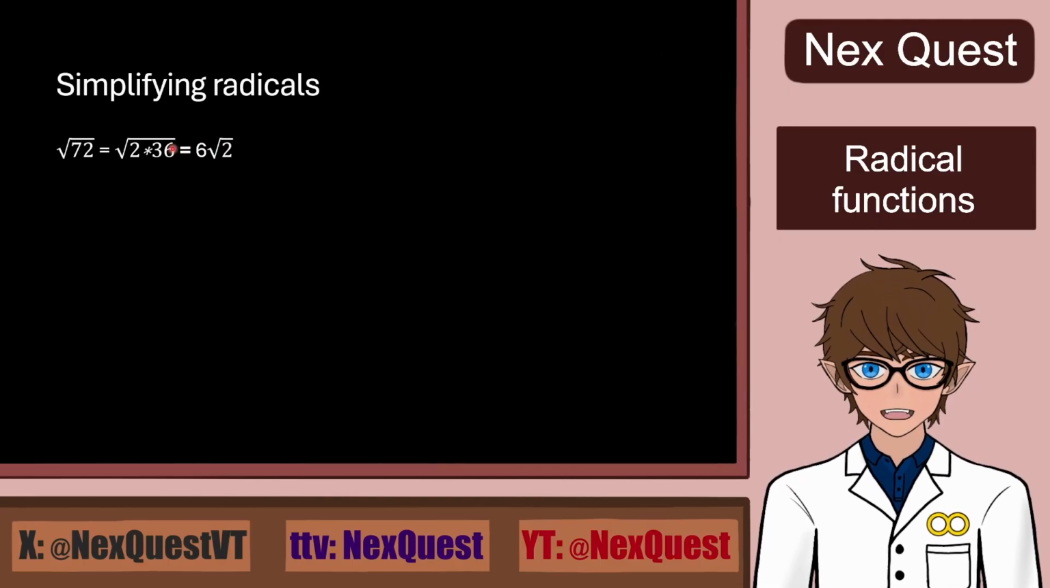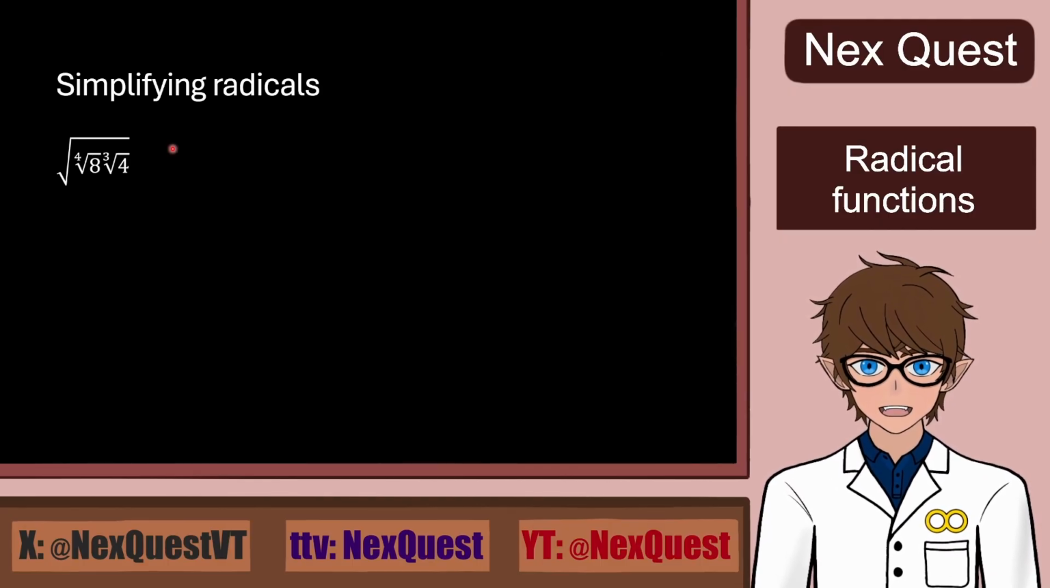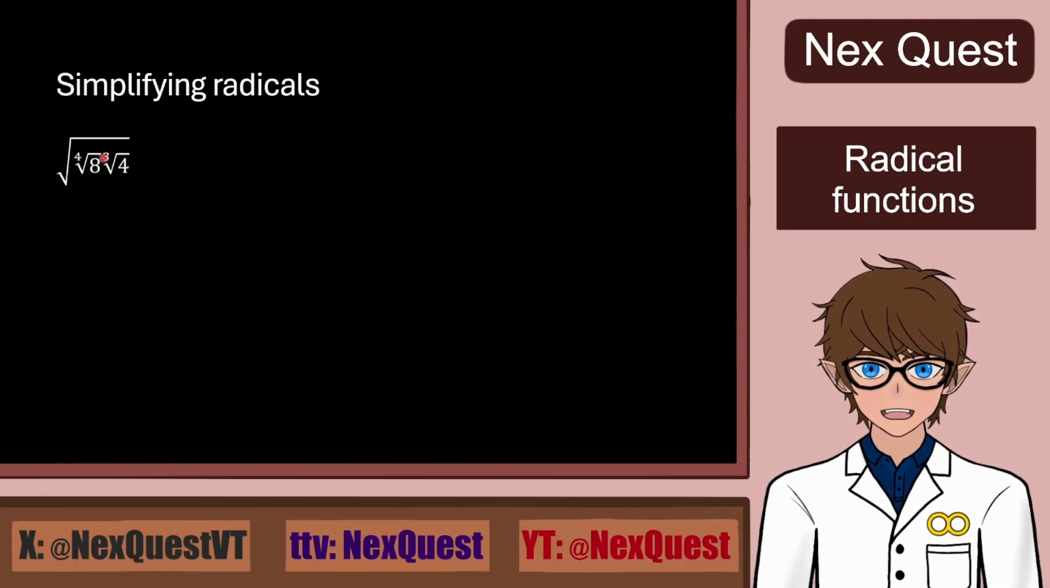Nothing too complicated, hopefully. But brace yourself, because this example consists of multiple roots. And here's a square root over a fourth root of 8 multiplied by a cube root of 4.